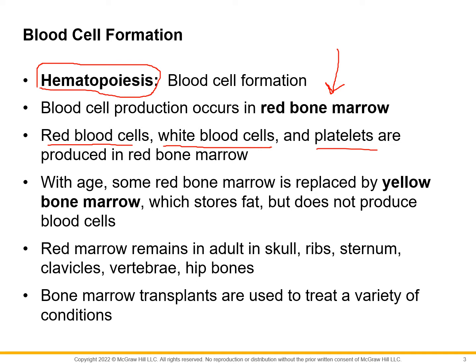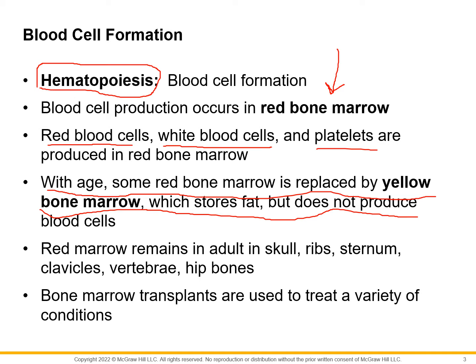Now, this is something that I will just briefly talk about. I won't test you on necessarily this part. As you age, red bone marrow generally starts getting replaced by yellow bone marrow, which is just simply storage. And so with that, that means you're losing some of the ability to make blood.